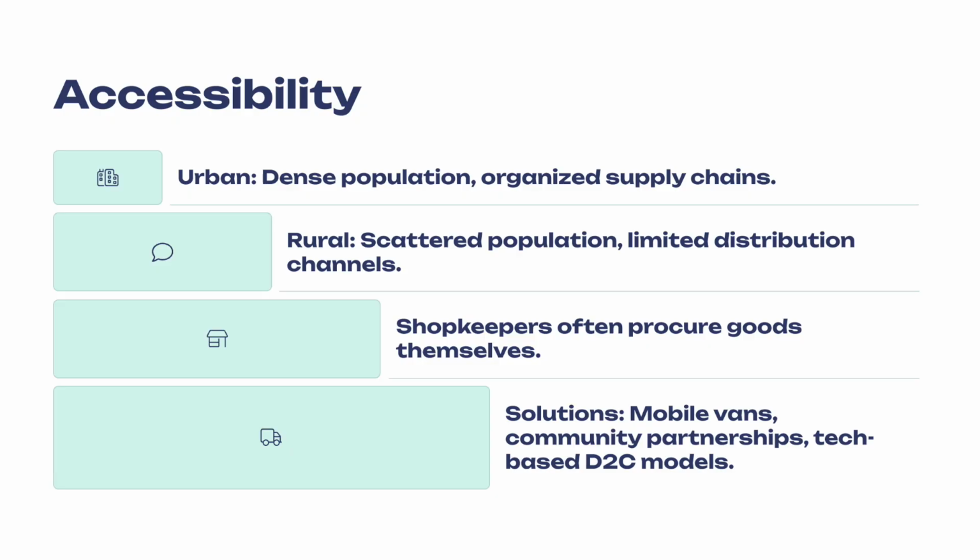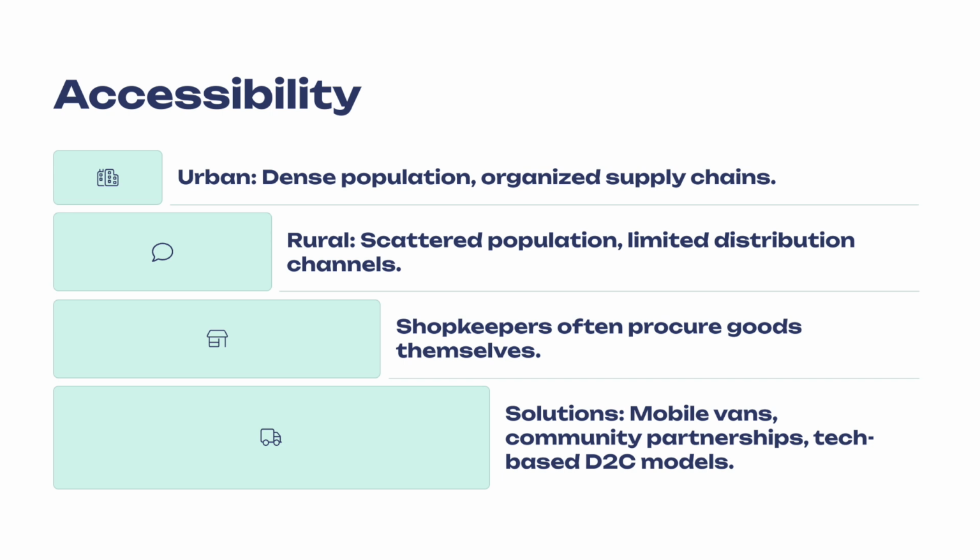Accessibility is another crucial factor that sets rural and urban markets apart. Reaching urban consumers is generally easier and more cost effective because they are concentrated in a smaller geographical area. This population density allows companies and their distribution networks to reach a large number of potential customers relatively easily and affordably. On the other hand, rural populations are often spread out and more diverse in their geographical distribution, making it much harder for businesses to serve this market with a standard distribution approach.